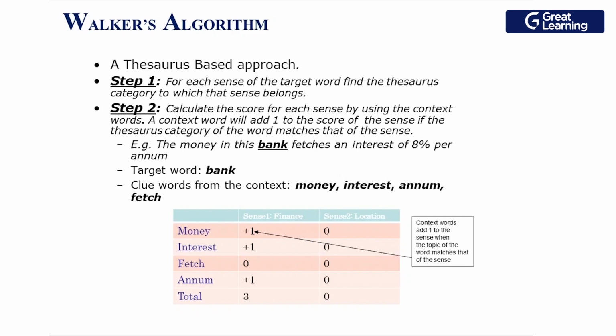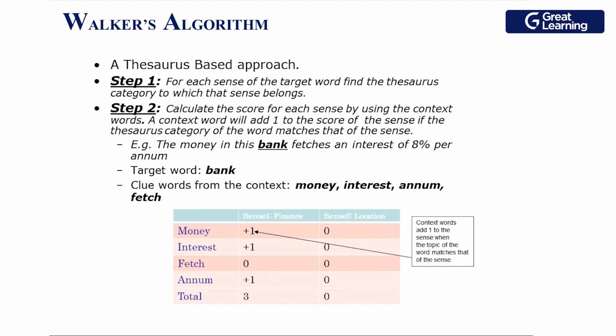Of course, it is the finance bank, but we want to figure out automatically. So what we would do is to really go back to the dictionary. Dictionary says there are two senses: one, the location sense, and the finance sense. Okay? So therefore, we have two columns here. And then we look at all the words in the context: money, fetches, interest, any useful words around. Right? And then go back to their dictionary representations. Right? Go back to the dictionary, figure out what all senses money is used in.